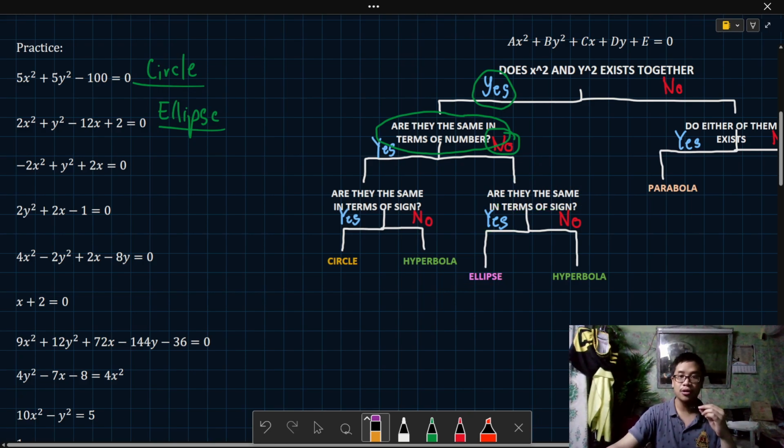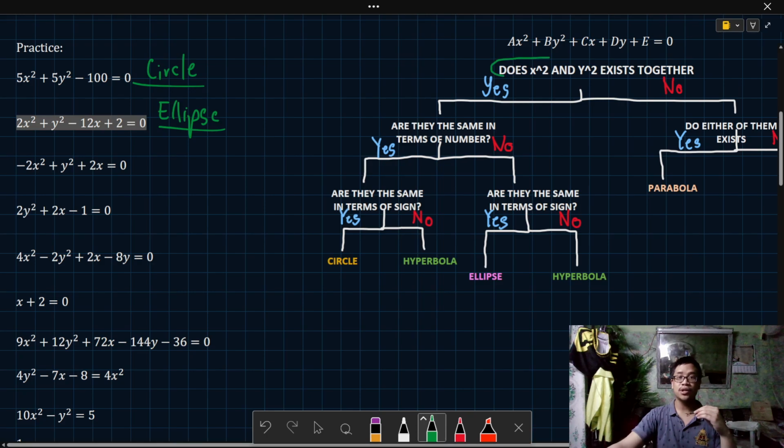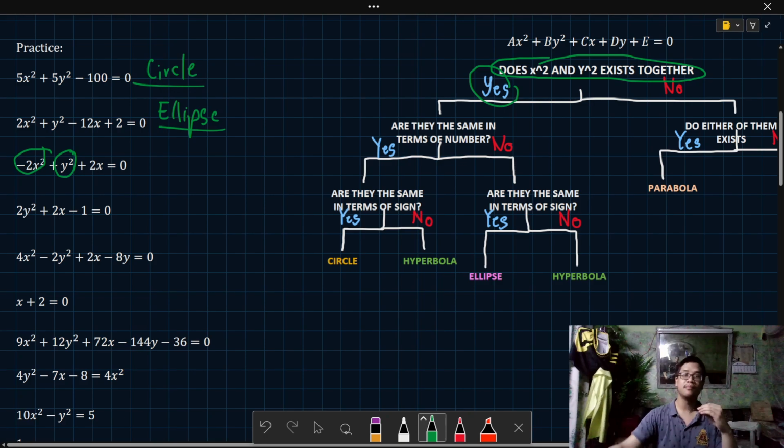Okay, we are good to go. Now let's proceed to the third problem. We have 2x squared plus 2y squared plus 2x is equal to 0. Same pattern. Do x squared and y squared exist together? There is x squared and y squared, so it's a yes. Now, are they the same in terms of number? We have negative 2x squared and y squared, which is just the same as 1y squared. So we have 2 and 1, so it's a no.